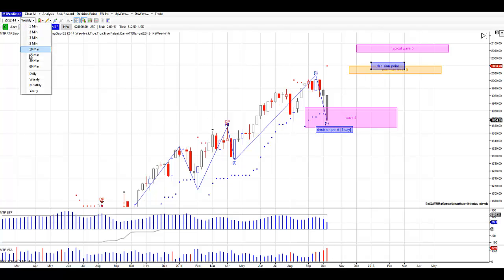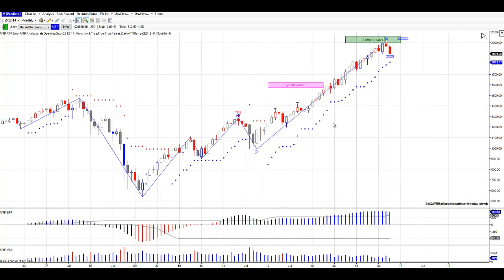In terms of the monthly, the monthly peaked out right at the maximum wave 3, so this again would be a wave 4 pullback. There is strength on the STF here on the monthly chart. Again, that strength started back here, so back at this point, basically in the typical wave 3 area, it was anticipating more downside ahead. So that's an indication that you could be trailing with the trailing stop.